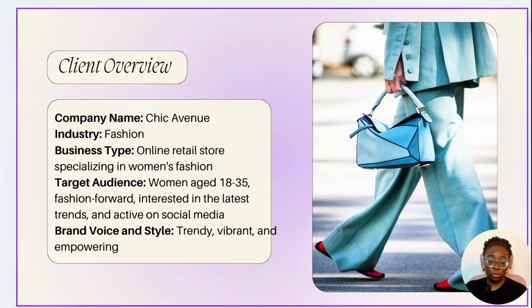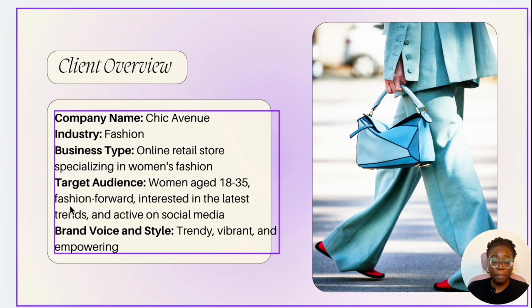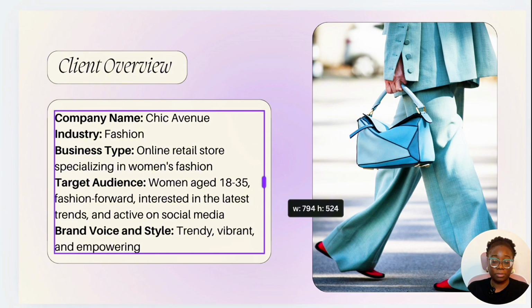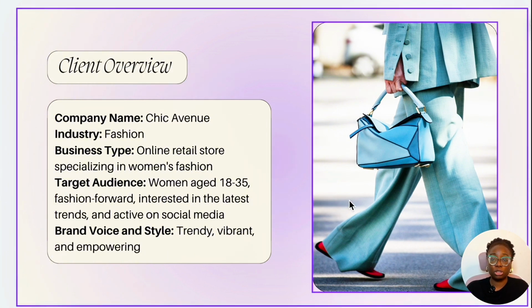Started with the client overview, basically talked about Chic Avenue, the company's name. The industry is fashion. The business type is an online retail store specializing in women's fashion. The target audience is women aged 18 to 35, fast, fashion forward, interested in the latest trends and active on social media. And the brand voice and style is trending, vibrant, and empowering. I just noticed that some of the texts were coming out. And then I added a picture of Canva just for emphasis sake.